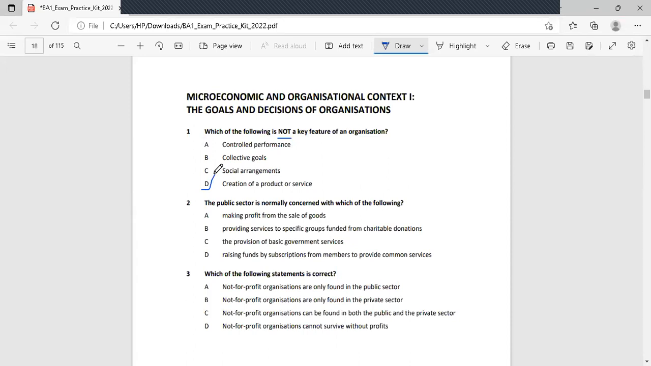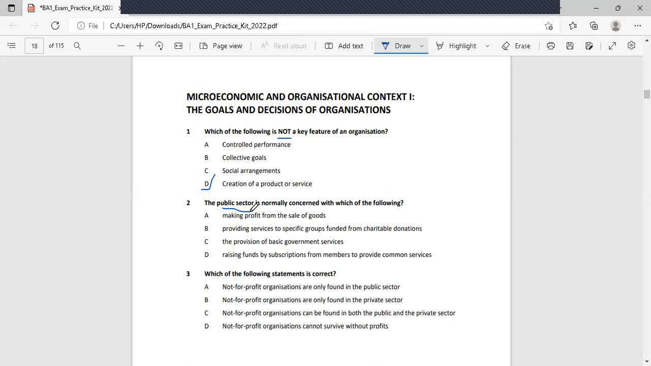You can also participate in the discussion. Second one says that the public sector is normally concerned with which of the following: making profit from sale of goods. We talk about public sector, wherein their main aim is to provide a service, take up welfare measures, etc. Work towards providing welfare measures, etc.